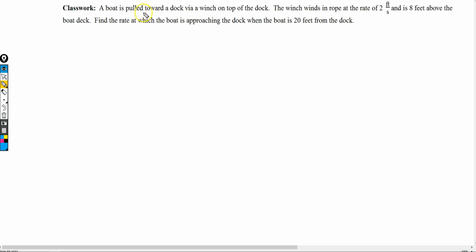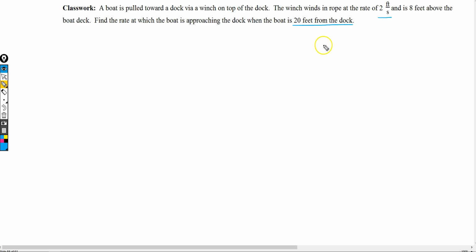Now, if you'd like to, you can read through this problem and try this one on your own. Assuming you've done that, let's go over the answer. So we have a boat being pulled towards a dock via a winch on the top of the dock. The winch winds in rope at the rate of 2 feet per second, and it is located 8 feet above the boat deck. Find the rate at which the boat is approaching the dock when the boat is 20 feet from the dock.